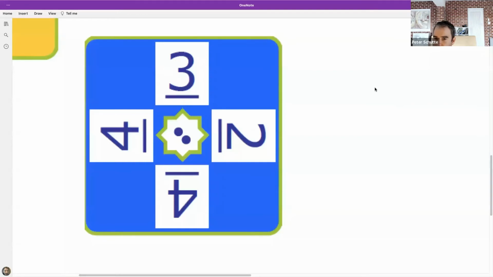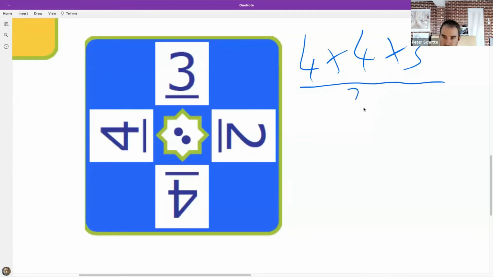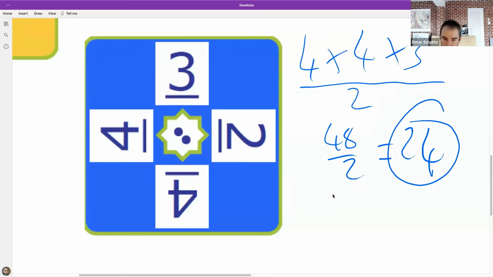Claudia and Maria, I think I've got something right here, because they went 4 times 4, which is 16, times 3, which is 48. And then they went, take all that and just divide it by 2. So 48 divided by 2 is 24. So you have smashed it. Well done. You guys are pretty good.